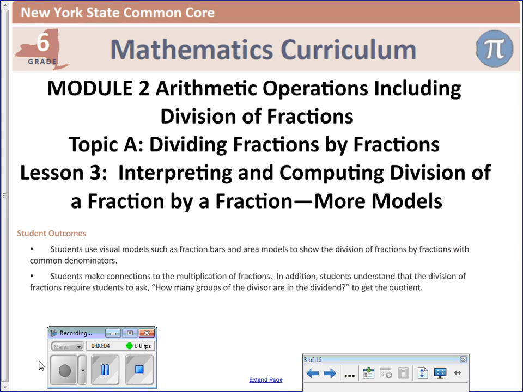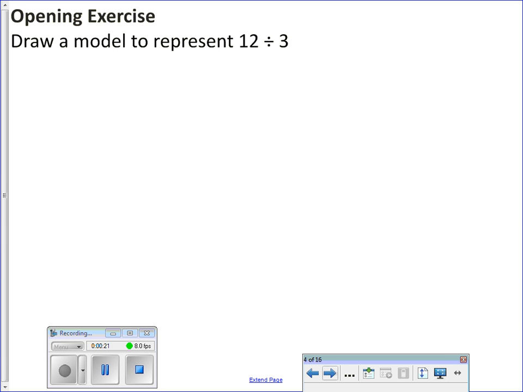Okay, today we're looking at Module 2, Lesson 3, Interpreting and Computing Division of a Fraction by a Fraction. We have been working with whole numbers and fractions. Today we're looking at fractions divided by fractions. All right, so we're going to start with something simple.